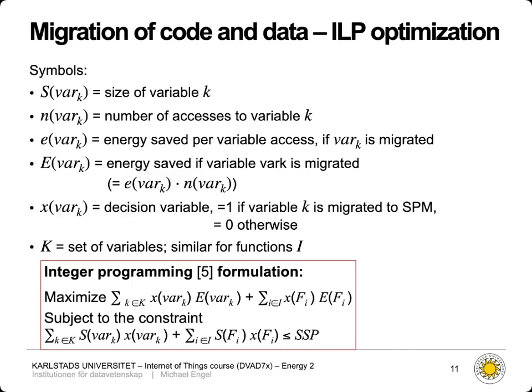This constraint simply says that all variables we want to put into scratchpad memory, plus all the functions we want to put in that scratchpad memory, still are small enough to fit when we add all of their sizes together. So essentially, all of the data we put into scratchpad memory taken together, their size must be less than or equal to the size of our scratchpad memory, because otherwise we'd run out of scratchpad memory, obviously.